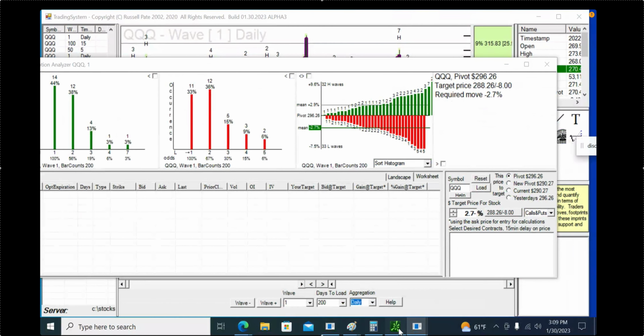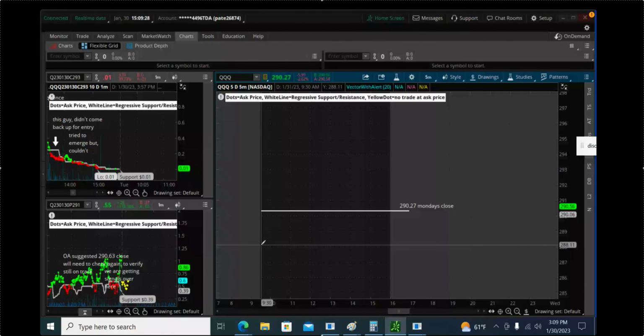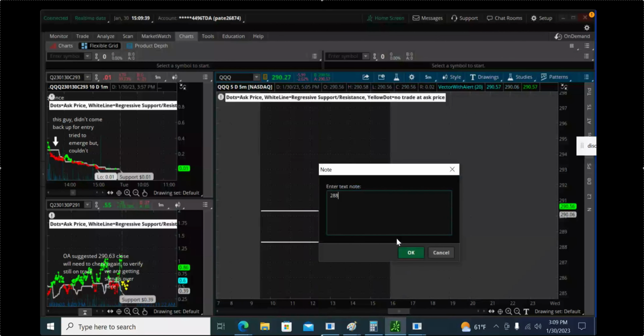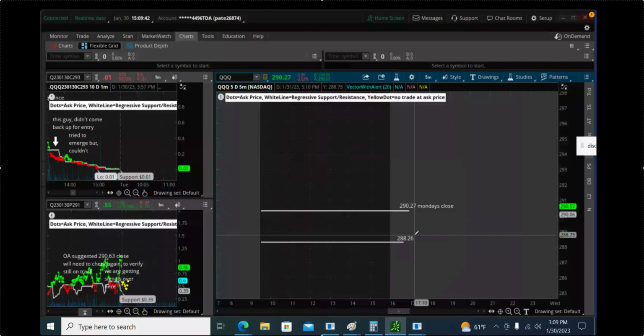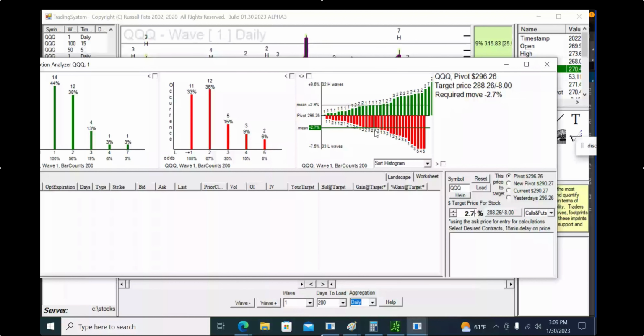So I come over to my graph, and I pick my drawing tool, and I go to 288.26. So it's 288.34, 28, it's close enough. I now mark that as 288.26. I mean, it's within pennies and stuff, it's not going to matter, because it's trading. So that's my first level down tomorrow. So let's say we do have an L2. That would be my first target tomorrow morning.